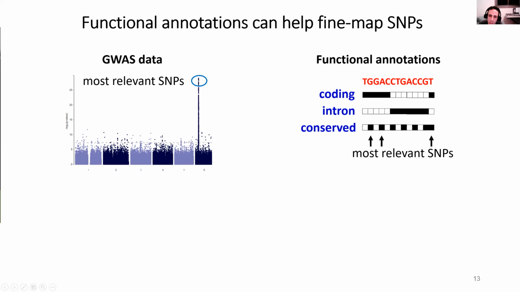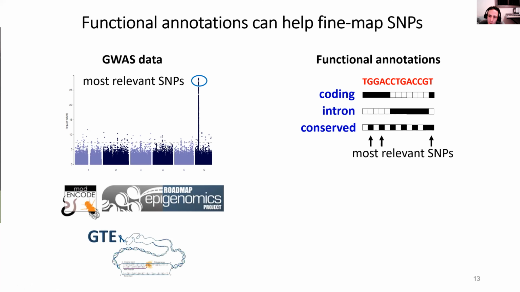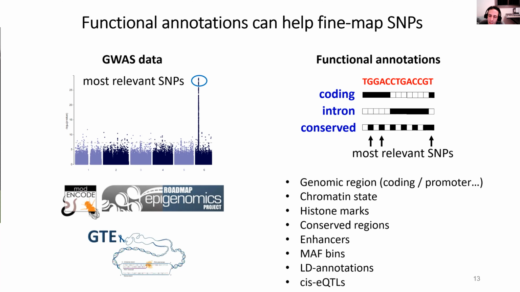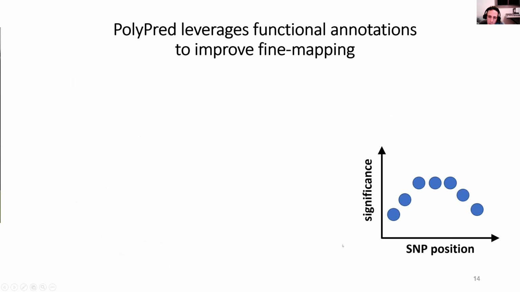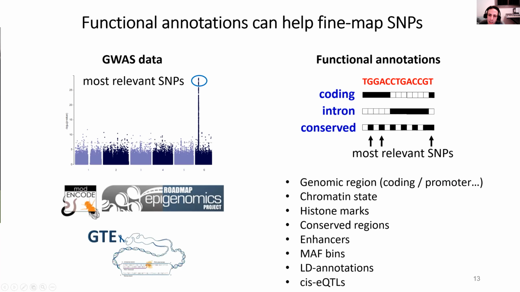I'm not going to jump into the details. This was the subject of the paper that I wrote before that one. But I will say that we use lots of functional annotations coming from all these huge consortia that we have: ENCODE, Roadmap, and GTEx. Just to give you a taste of the types of annotations that we used in practice: genomic regions like coding and promoter, chromatin state, histone marks, conserved regions, enhancers, stuff related to the LD patterns, whether SNPs are cis eQTLs or not, and many others.